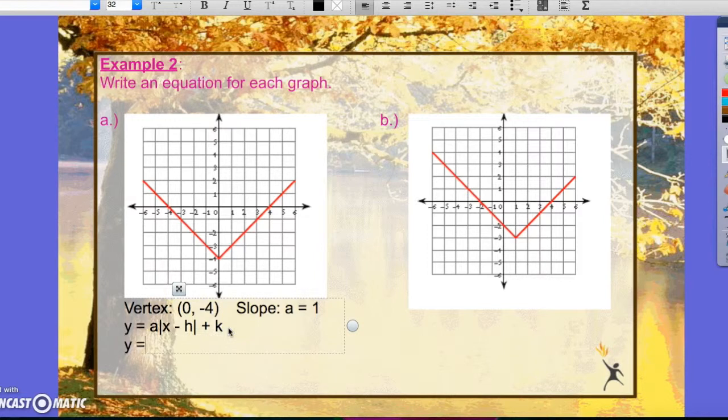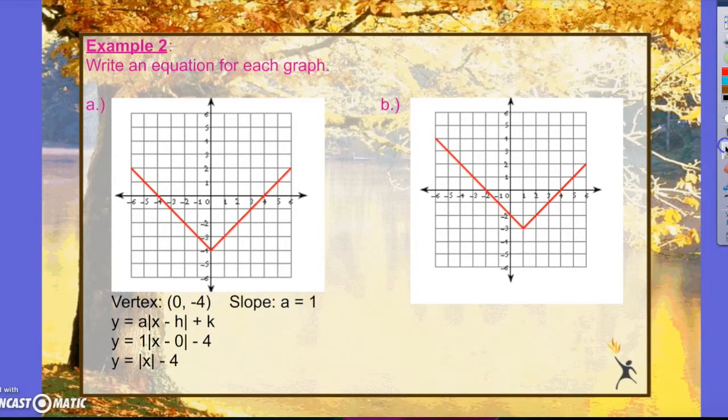So y equals 1 times the absolute value of x minus 0, plus k, or plus the -4, so it's -4. And you can leave that as the answer. You could simplify it, we don't really need the 1, right? The 1's understood. Either answer would be sufficient here. I'd accept either one.